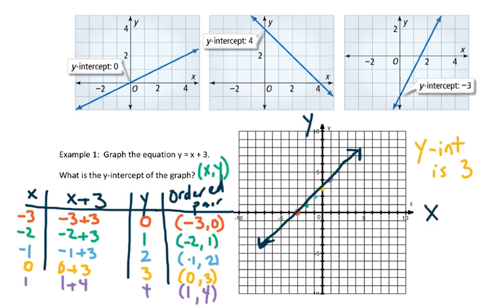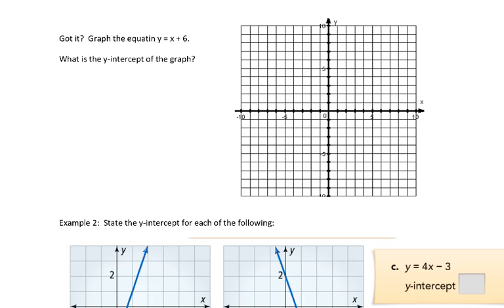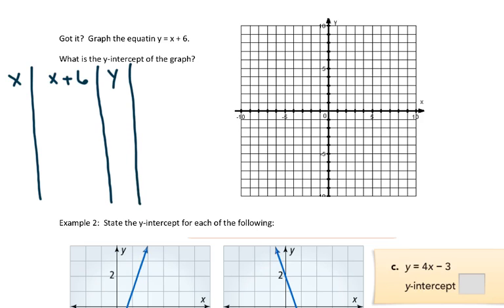All right, let's take a look at another example. The equation y equals x plus 6 is given to us, and we're asked to graph it. So we're going to make our table again. So we have x, then we have x plus 6, then we have our y value, and then we have our ordered pair.